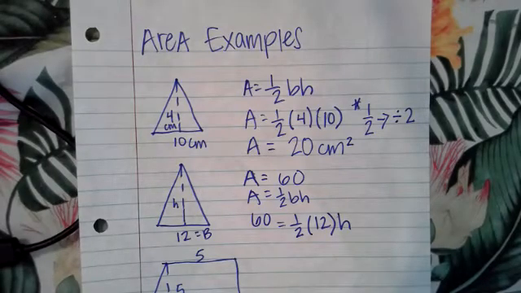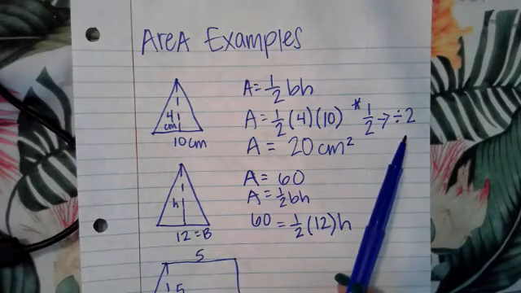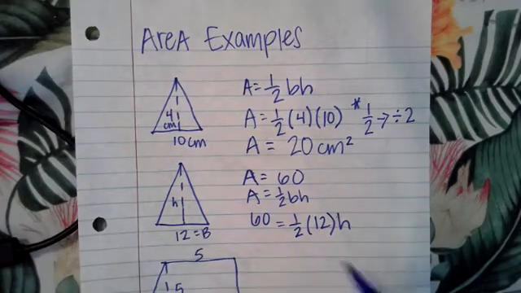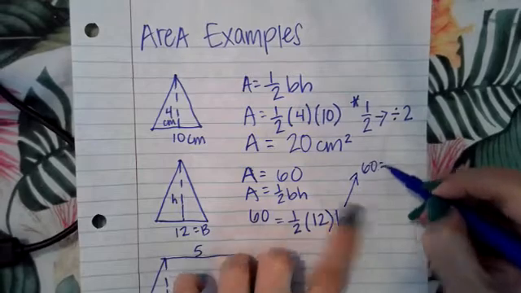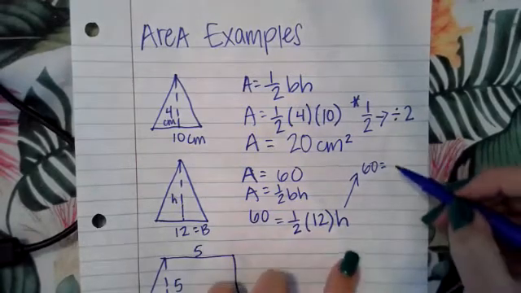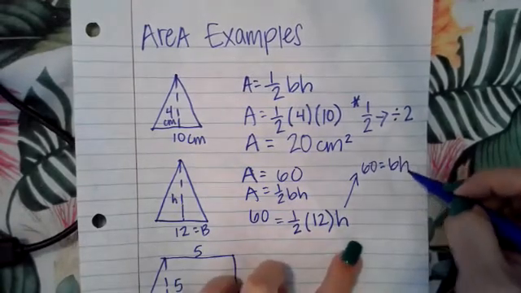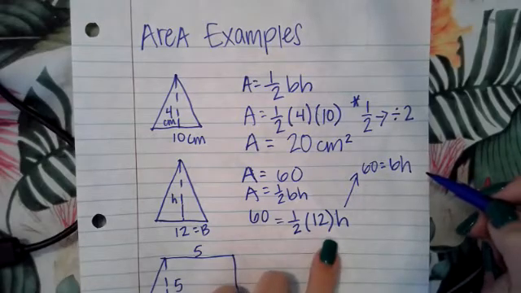So now that I have what I'm given plugged in, I am just going to follow my 3-step process for solving equations. I'm going to combine any like terms, get rid of any constants, and then get rid of any coefficients. So I can combine this multiplication right here, 1/2 of 12, which is the same thing as just 12 divided by 2. So I'm going to rewrite this up here. So 60 is equivalent to 1/2 times 12, which is 6h. 1/2 of 12 is 6.